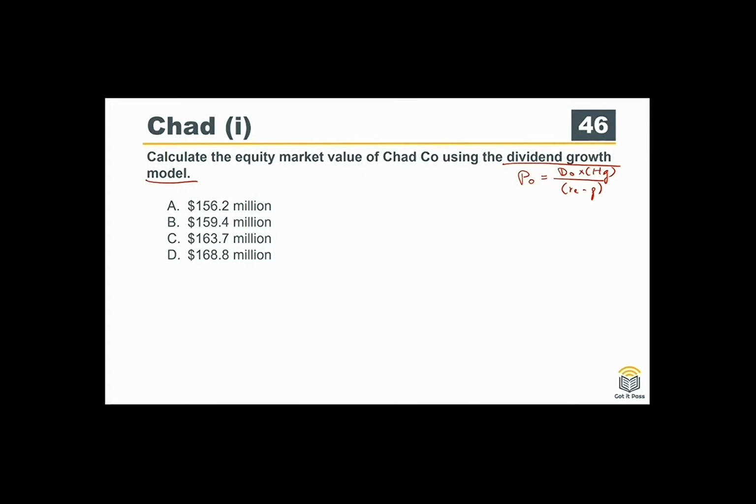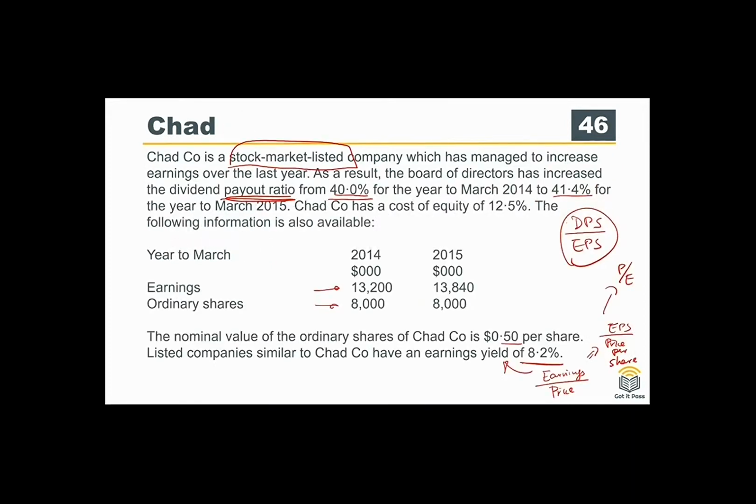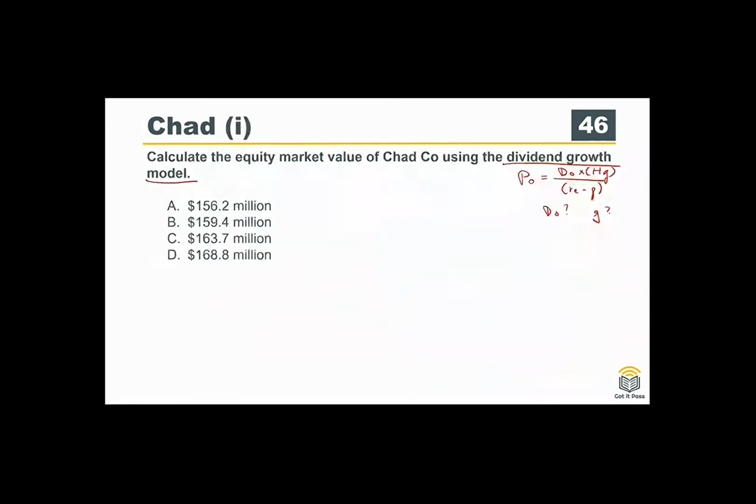So here, do we know D0? Do we know the growth rate? We only know the cost of equity, which is 12.5%. So the cost of equity is 12.5%. This is known already. Then we need to find out D0 and also g. D0 is the 2015 dividends, right?